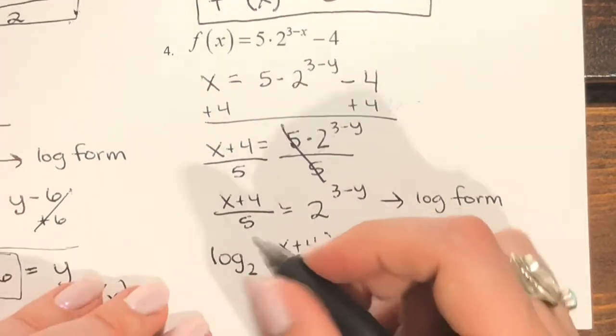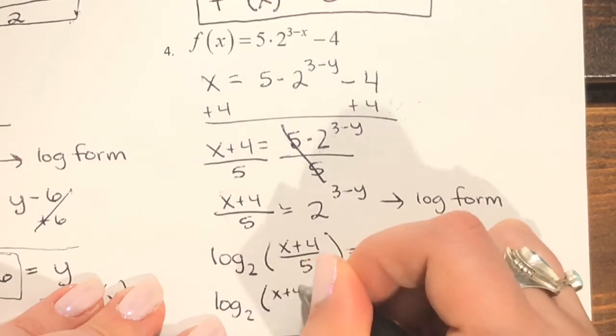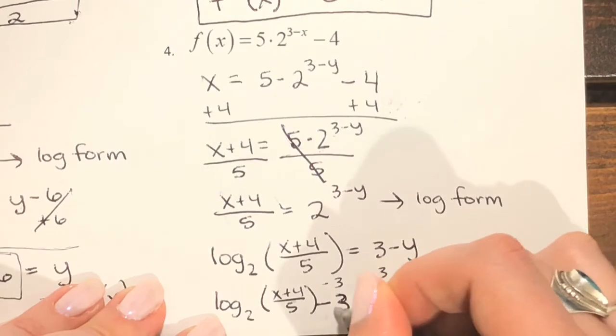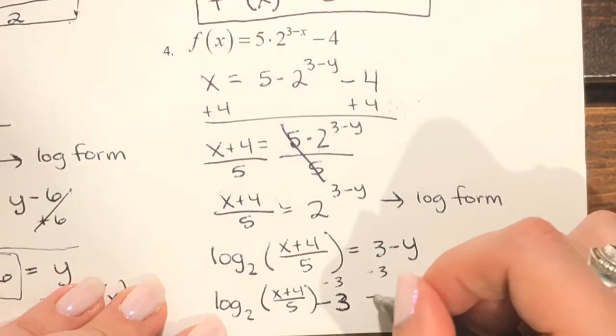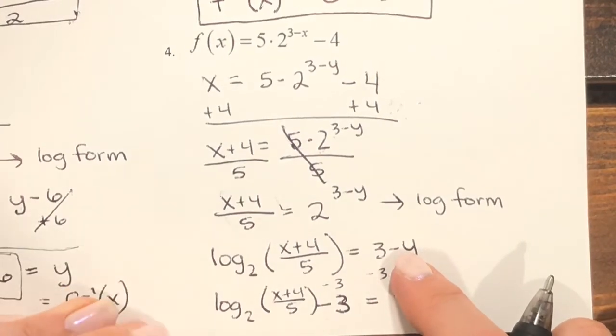I'm going to run out of space here. You have log base 2 of (x plus 4) over 5, and then just make sure that minus 3 goes on the back, outside of the parentheses. And then this equals a negative y. So careful with the sign there.